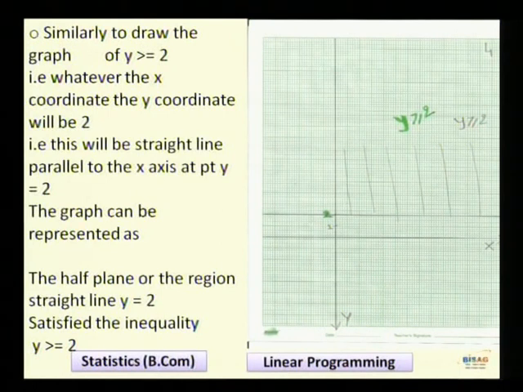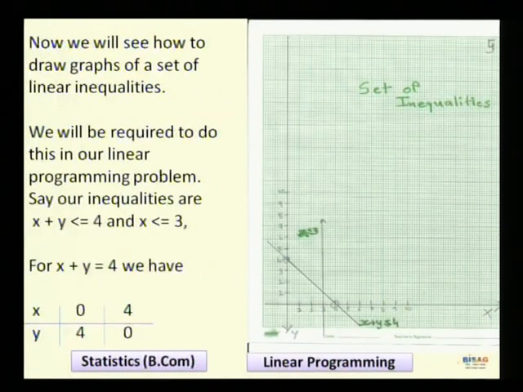The half plane or the region which is above the straight line will represent or satisfy the inequality y is greater than or equal to 2. Now, in our real life, it is not that we have only one inequality. We will have a number of inequalities, a number of constraints, and we need to use and satisfy all these, take all these into consideration and find our best solution. So we will now learn how to draw a set of inequalities on the graph paper.